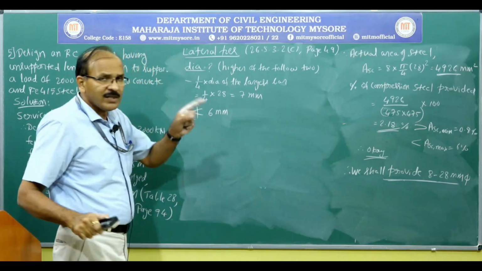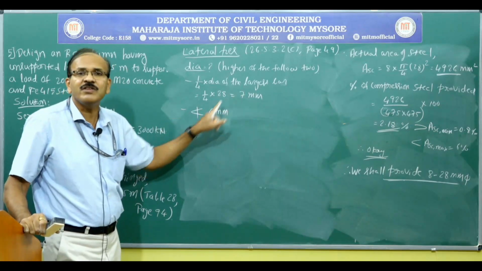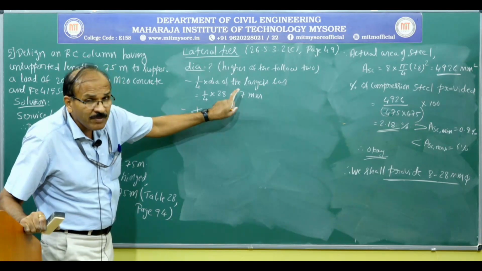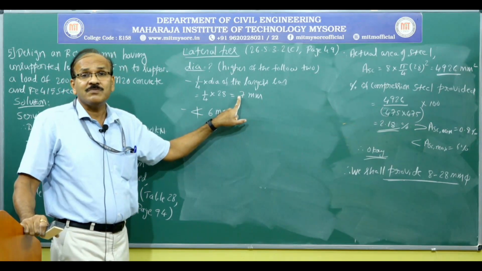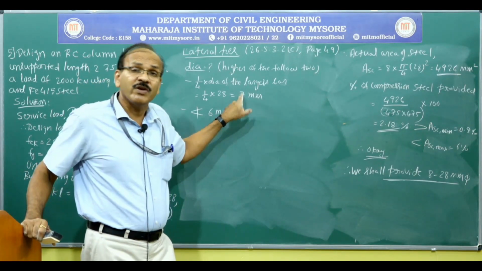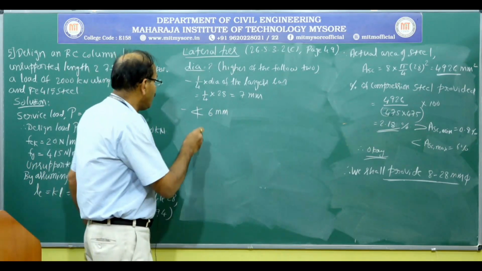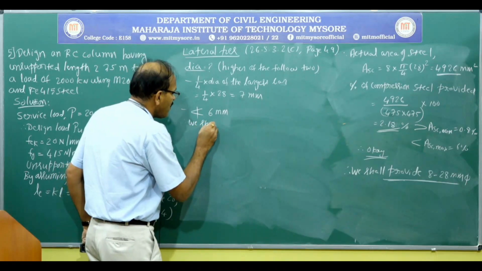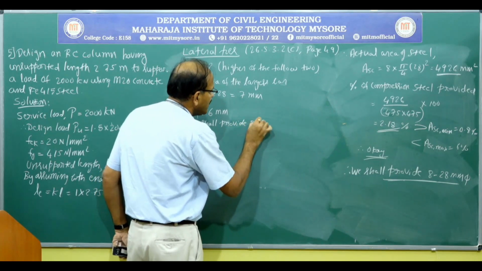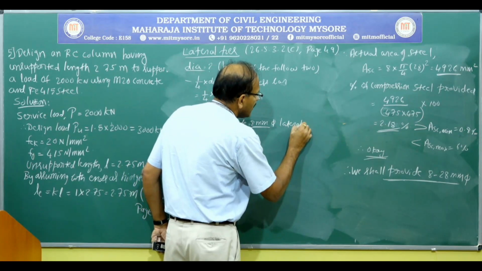That means provide the lateral ties of diameter which is at least higher of these two values. So of course we have to provide 7 millimeter diameter lateral ties, but 7 millimeter diameter lateral ties are not available in the market. So we go for a higher value, that is 8 millimeter diameter lateral ties. Therefore, we shall provide 8 mm dia lateral ties.